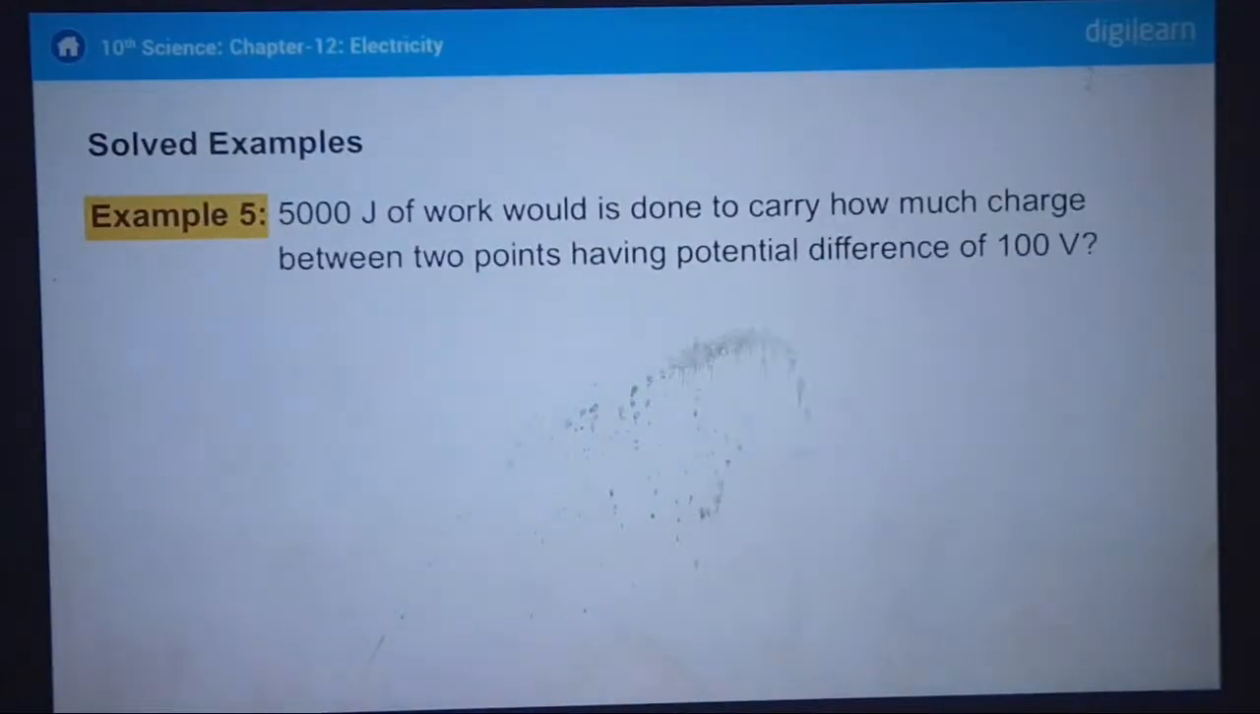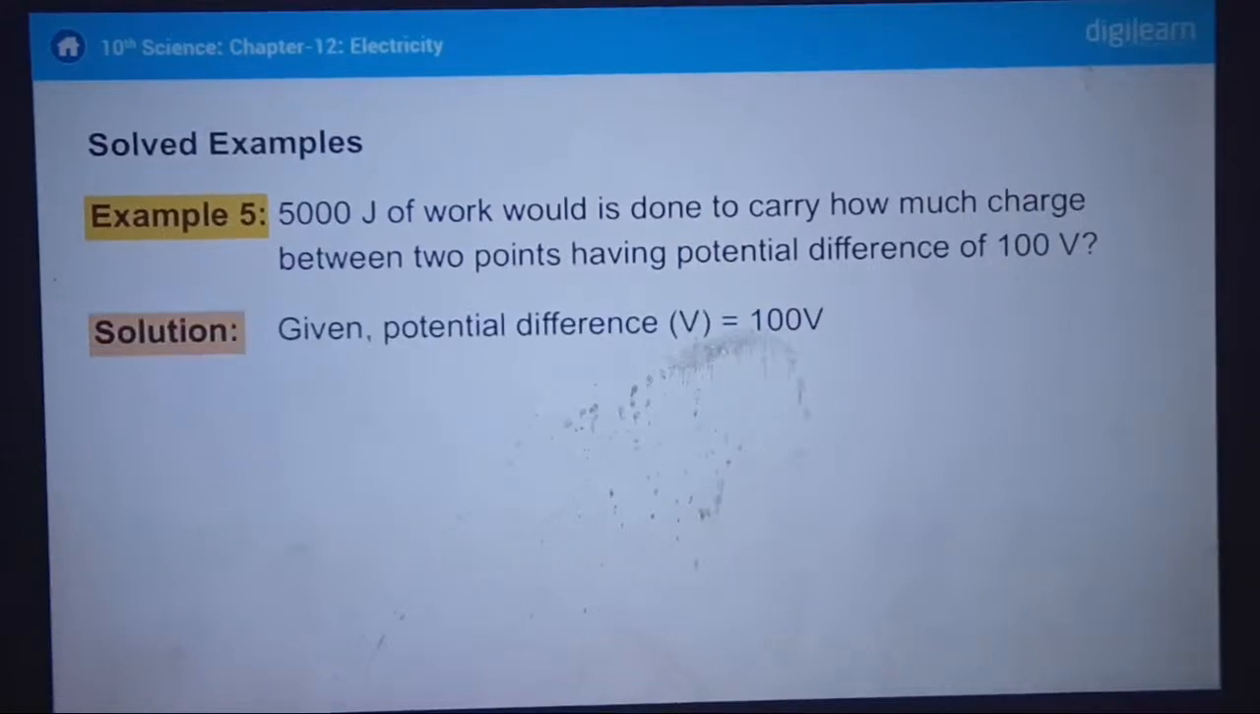Example 5. 5000 joules of work would be done to carry how much charge between 2 points having a potential difference of 100 volts? Solution: given potential difference V equal to 100 volts. Work done W equal to 5000 joules.